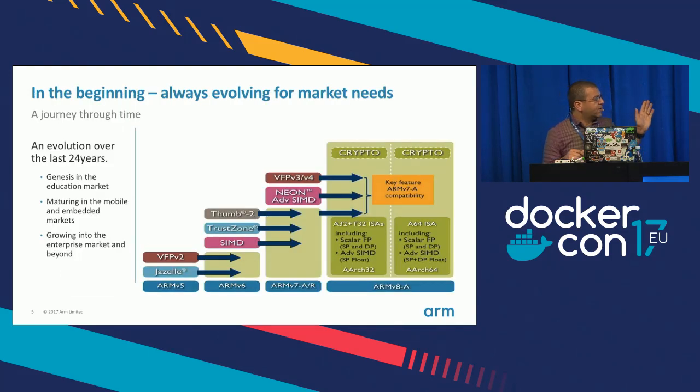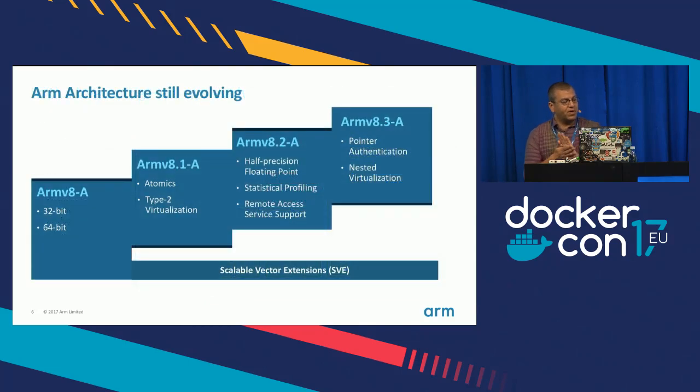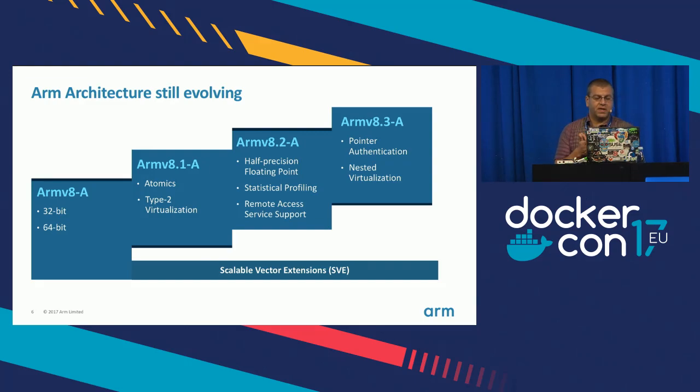Our architecture has evolved over 24 years. I think the first production ARM processor was back in '83 in the BBC Micro, and we've evolved and tried to ensure that we've had backwards compatibility with at least certain aspects of previous generations. We're currently on the 8th generation of our architecture, which introduced 64-bit support, and at the same time introduced native virtualization, hardware virtualization extensions, and we're continuing to evolve the architecture as we move forward.